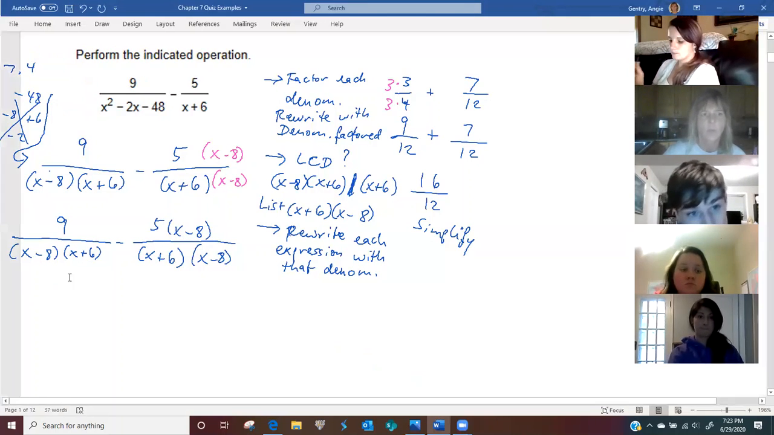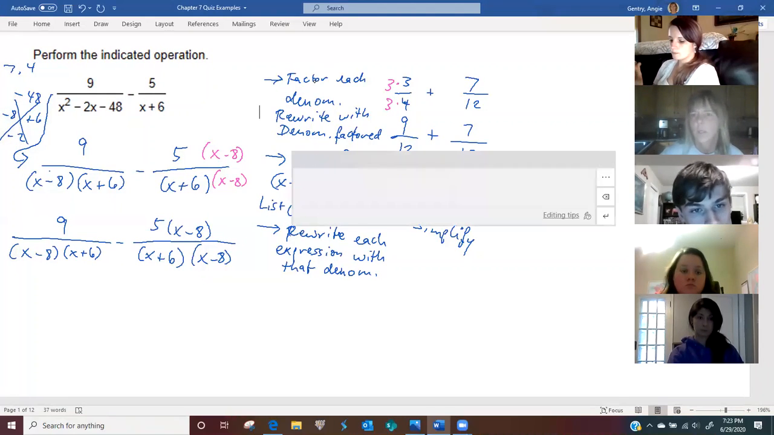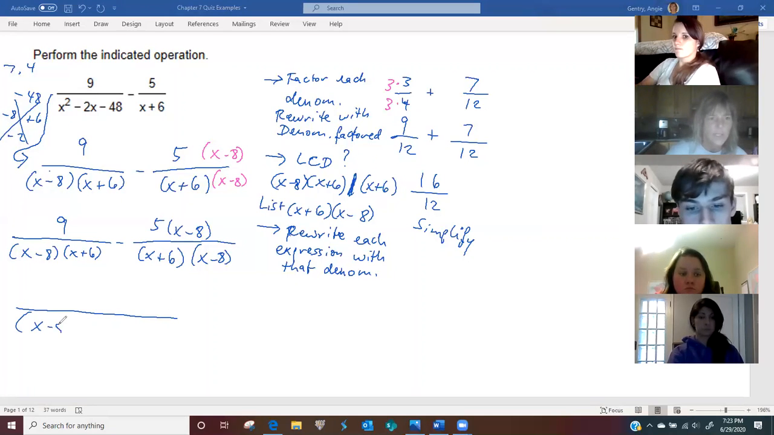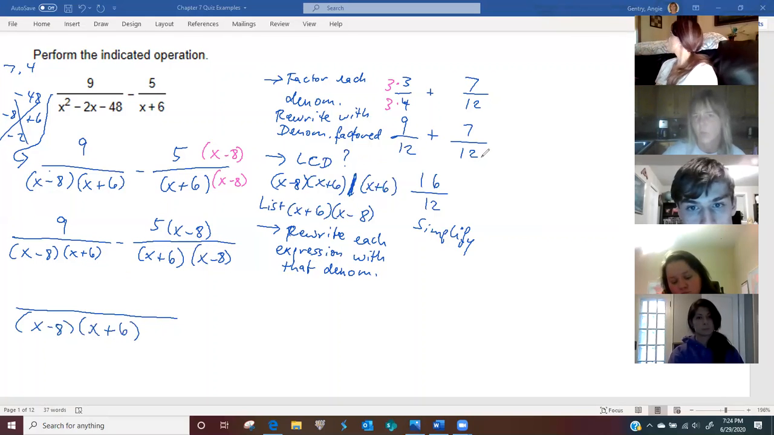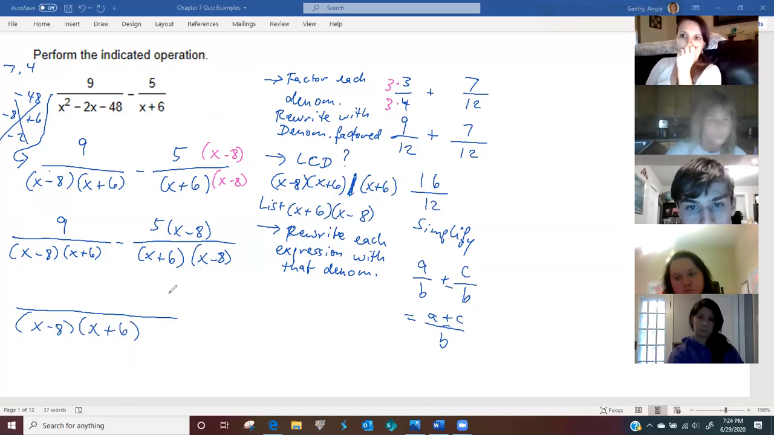So then we say, okay, now we're going to write, oops, I have the mouse on. Now we're going to write everything over that LCD. And sometimes I get a little lazy, I just call it LCD. Now we're not going to write these twice. The LCD is 12, right? A over B plus C over B, basic math, is A plus C over B. Or plus or minus, doesn't matter.